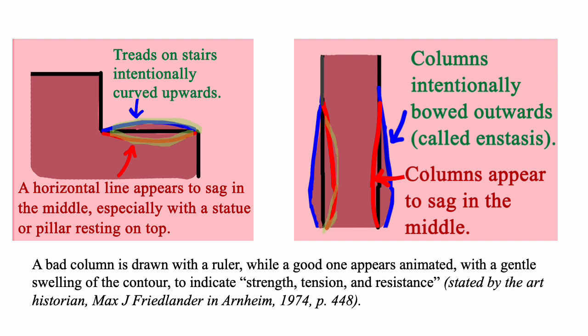columns seem to cave in the middle. And so the Greeks intentionally bowed them out to counteract that. And this is called enstasis. A bad column is drawn with a ruler, while a good column seems animated if it swells out a little bit.